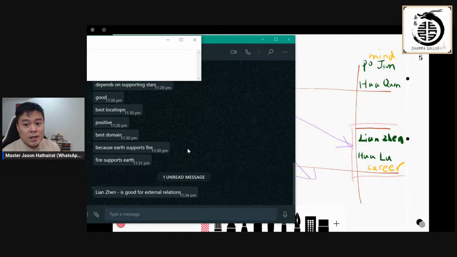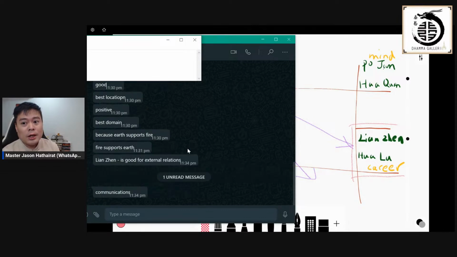Yes, when it is positive, it is usually good in politics, office politics, for example. Lian Zheng is a rather complicated kind of star. It is both positive and negative. He can be positive and negative at the same time. Means that sometimes he can be two-faced in terms of his career.